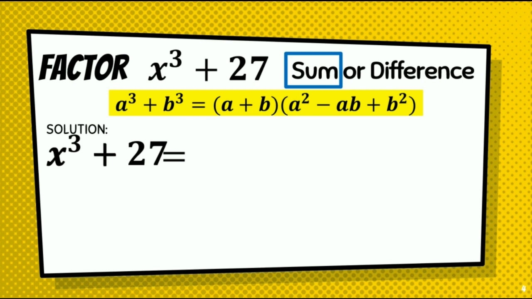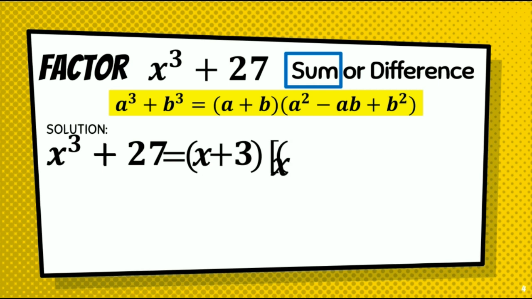Since the terms are perfect cube, let us get the cube root of each term. Cube root of x cubed is x. Again, it is sum case, therefore we will use addition for the binomial factor. Cube root of 27 is 3. Let us have the trinomial factor.